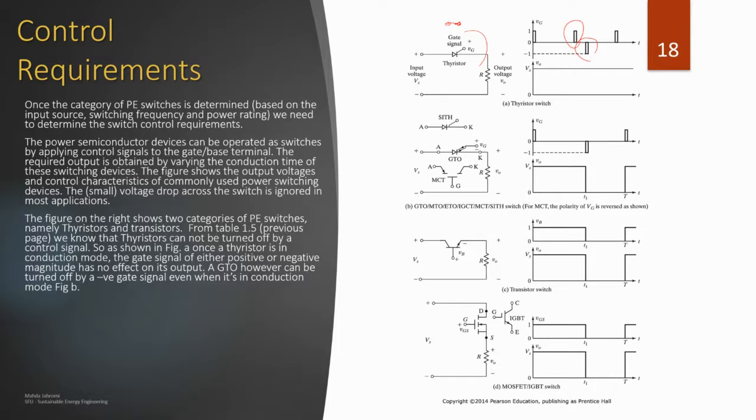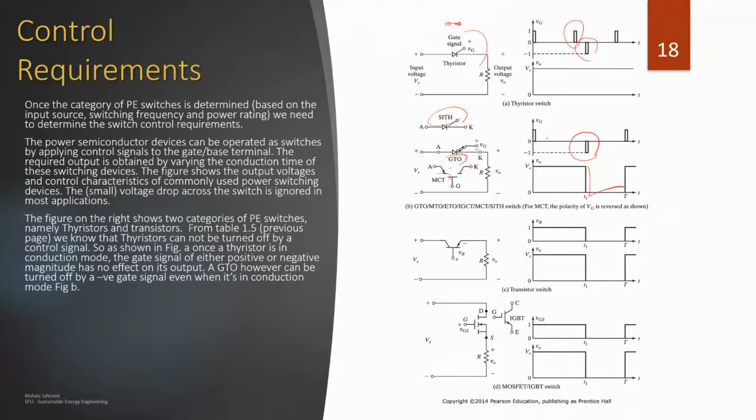So, for example, if you were using a thyristor for a DC-DC converter, it wouldn't work because you can't turn off the thyristor. If you want something that you can also turn off, then you have to use either a GTO, MCT, or SIF. These are all in the same category and have a similar working principle and characteristic. With a GTO, for example, if you give it a negative pulse, it turns off.